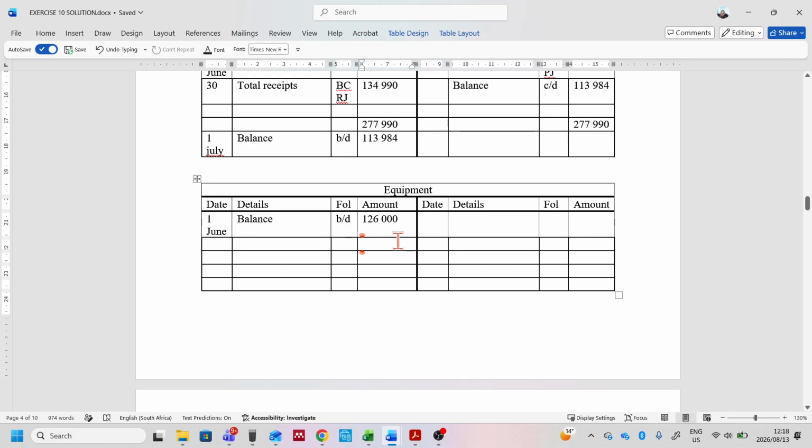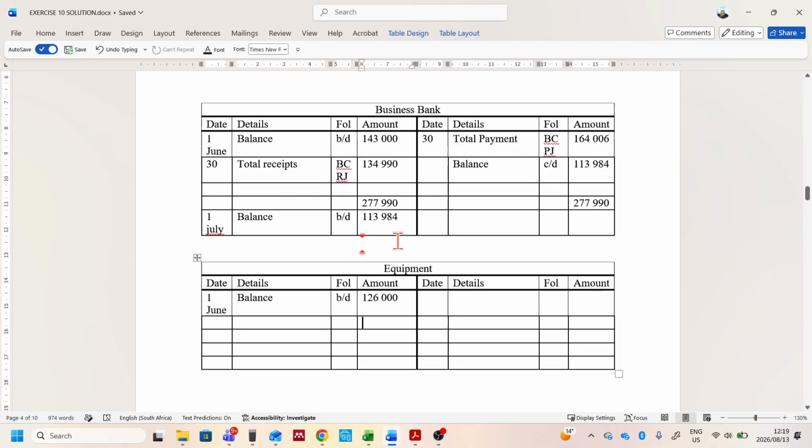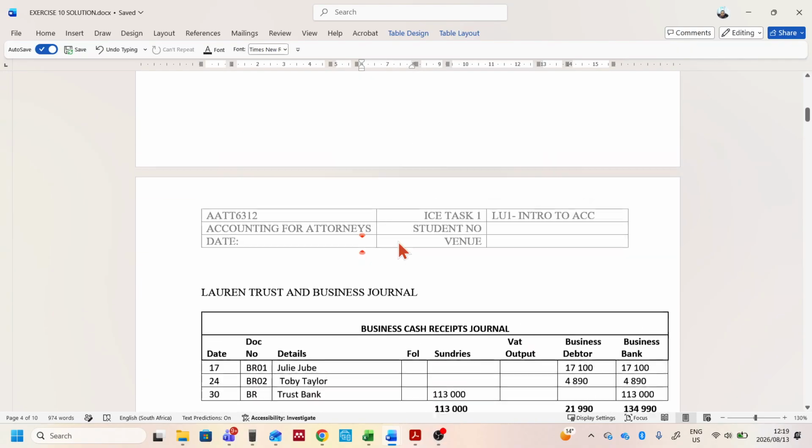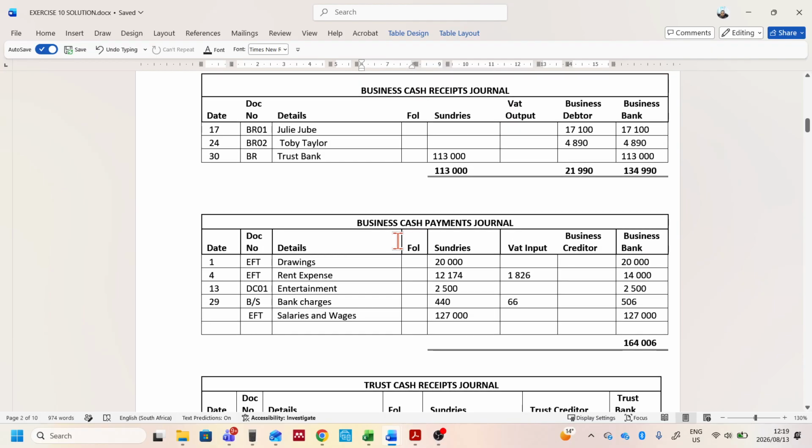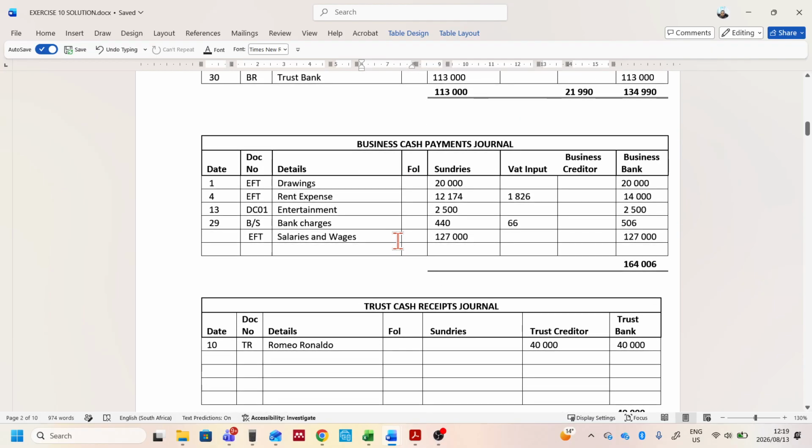Okay, equipment. Because we've got an account for equipment, this is what you're going to do now. You go and look at all of your journals. Is there any of the journals that have got an account called equipment or any records where you purchased equipment, or either you sold or returned? That's what you do. So if we go up, we can start with receipts. We didn't sell any equipment. Payments, we did not buy any equipment through cash.